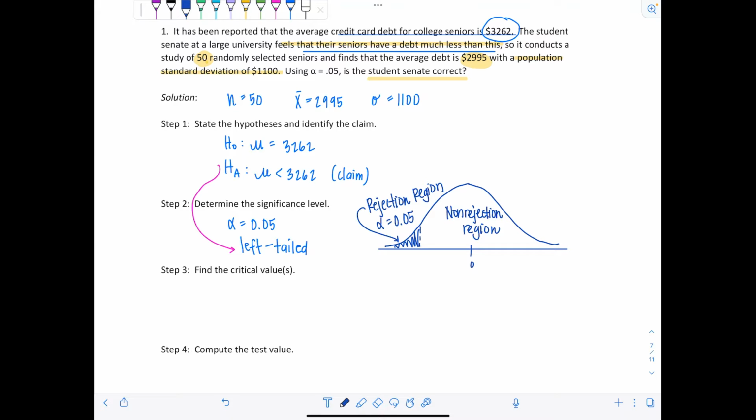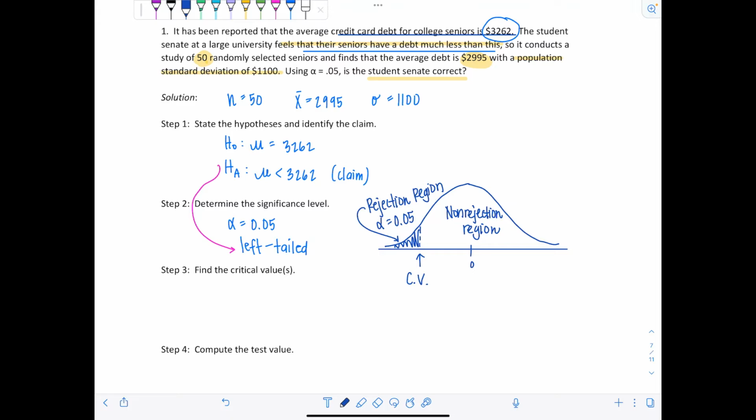Find the critical value or values. Well, since this is a left-tailed test, we only have one. The critical value is the value that separates the rejection region from the non-rejection region. And you can think back to those z sub alpha over 2 values that I gave you in chapter 8. The critical value, notice it separates 0.05 area on the left.